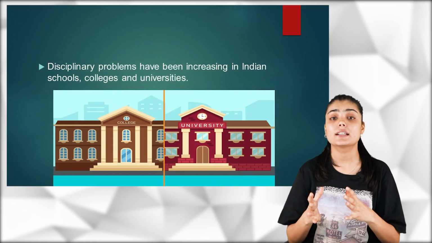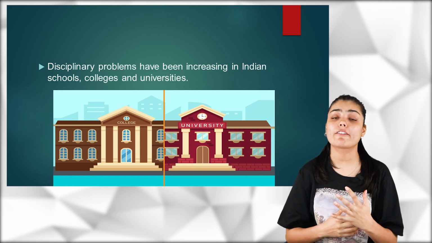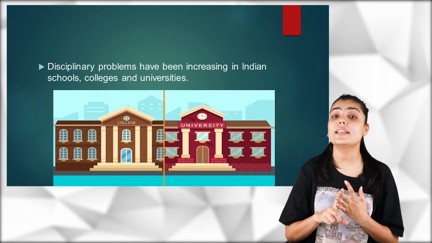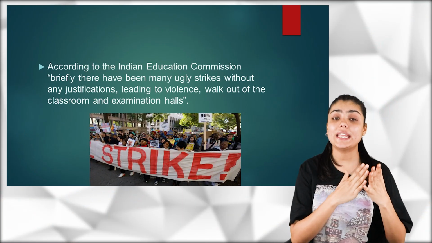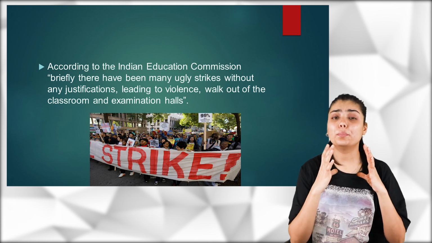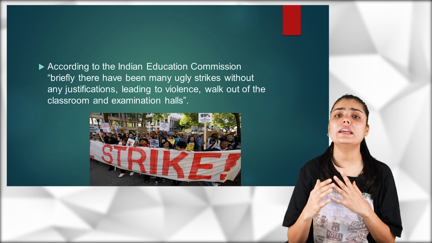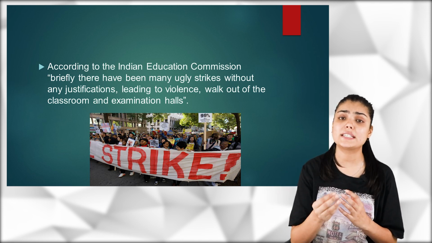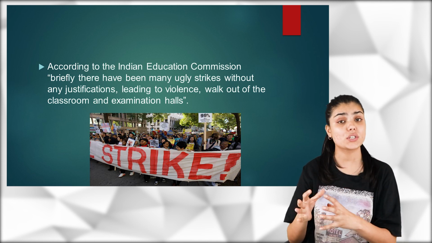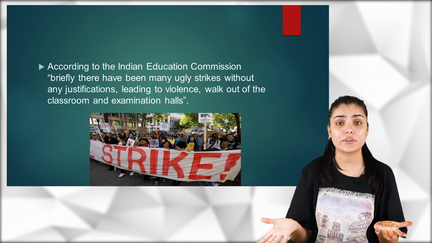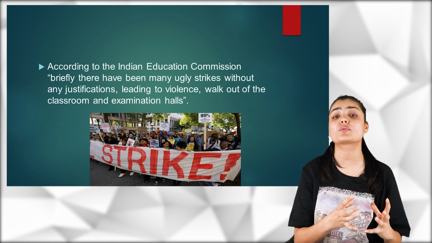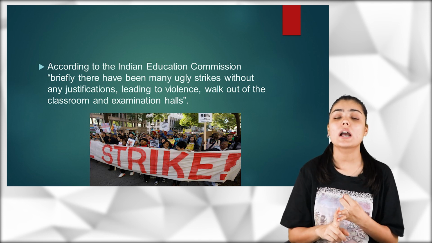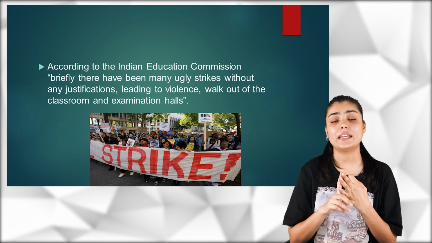Reports say that disciplinary problems in India have been continuously increasing, not just in schools but in colleges and universities as well. According to Indian Education Commission, briefly, there have been many ugly strikes without any justifications. So strikes have been done by students of schools, colleges and universities for no reason. There are no justifications of why those strikes were held. So because of these strikes, it leads to violence, walk out of the classroom or examination halls.